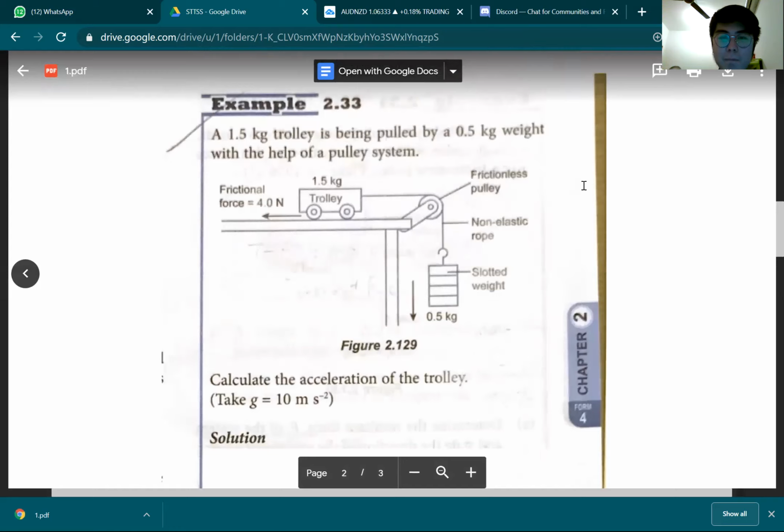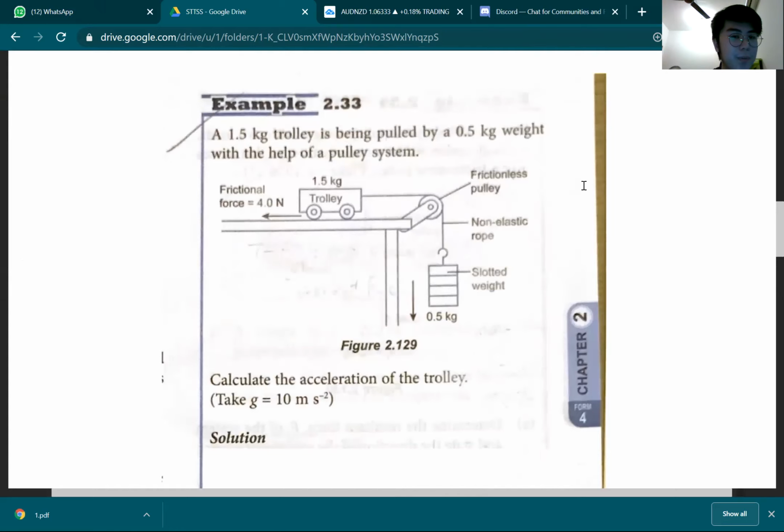Now, sometimes it can be very confusing. Sometimes it can be very simple. Just listen here. After you listen to this lesson, you should have no problem in solving other questions. So if you have any question, just let me know.